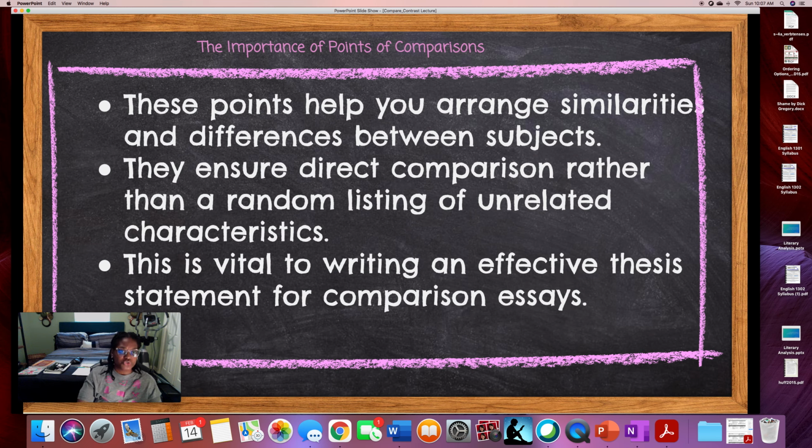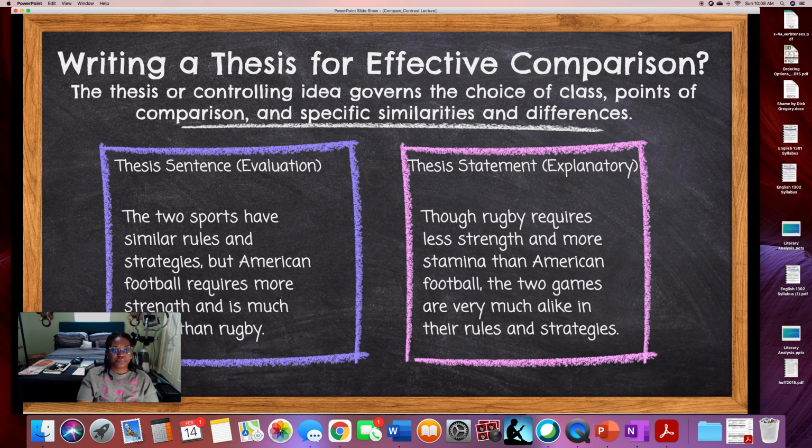Hopefully you were able to put your list together, and we're going to take those points of comparison that you helped to brainstorm, and we're going to actually apply those when thinking about how to write a thesis statement for a comparison and contrast essay. Right? Those points of comparison are going to be very vital to you writing the thesis for your essay. Before you can ever put a thesis together, you have to have a list of points of comparison that you're going to consider for this subject.